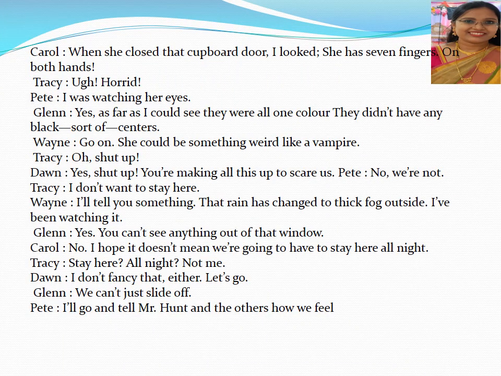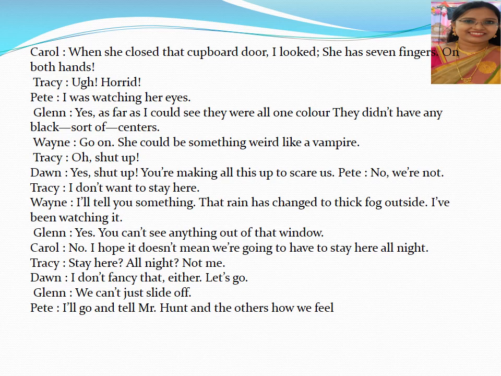Carol: When she closed that cupboard door, I looked. She has 7 fingers on both hands. Tracy: Crazy. Horrid. Patty: I was watching her eyes. Glenn: Yes, as far as I could see, they were all one color. They didn't have any black sort of centers. Wayne: Go on. She could be something weird, like a vampire. Tracy: Oh, shut up. Dawn: Yes, shut up. You were making all this up to scare us. Patty: No, we were not. Tracy: I don't want to stay here. Wayne: I'll tell you something.